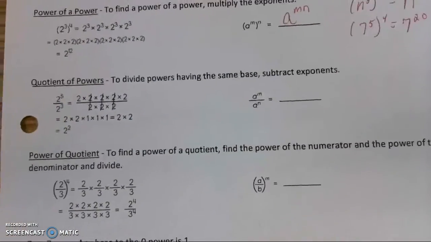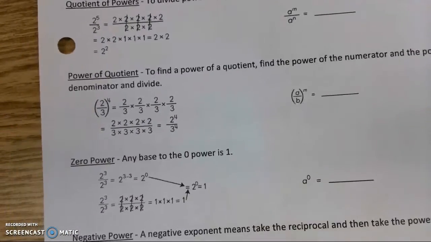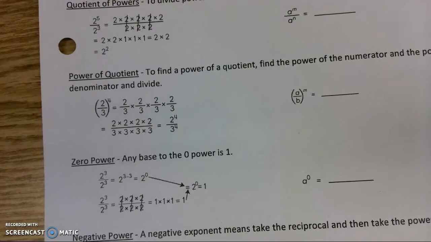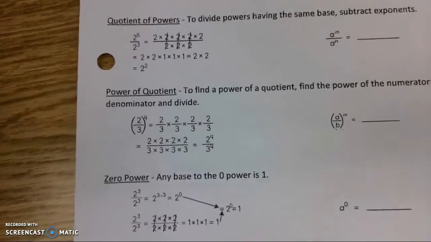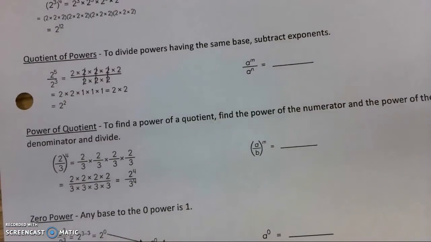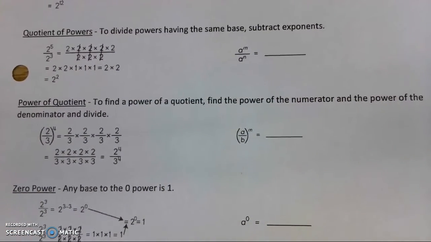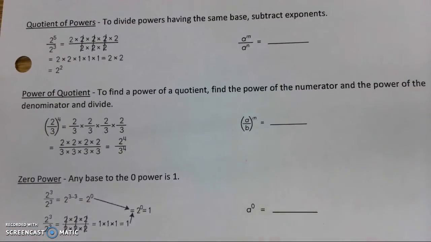Now, the next two rules are going to work with division. So if you kind of remember that multiplication and division are related, if I'm going to be adding when I multiply, well, when I get to division, what I'm going to do is subtract. So let's talk about powers, quotient of a power.